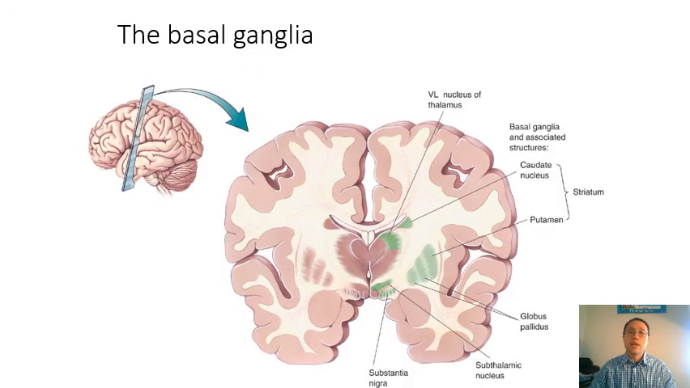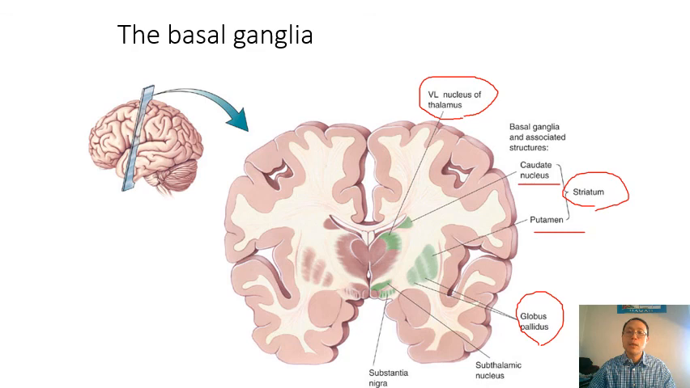Okay. Now let's take a look at the basal ganglia. Everything that you see in green is basically the basal ganglia. So you get the VL nucleus of the thalamus, and you have the caudate and the putamen, which make up the striatum, the globus pallidus, the subthalamic nucleus, and then the substantia nigra, specifically the pars compacta, which produces dopamine. So these are all of the areas that make up the basal ganglia.